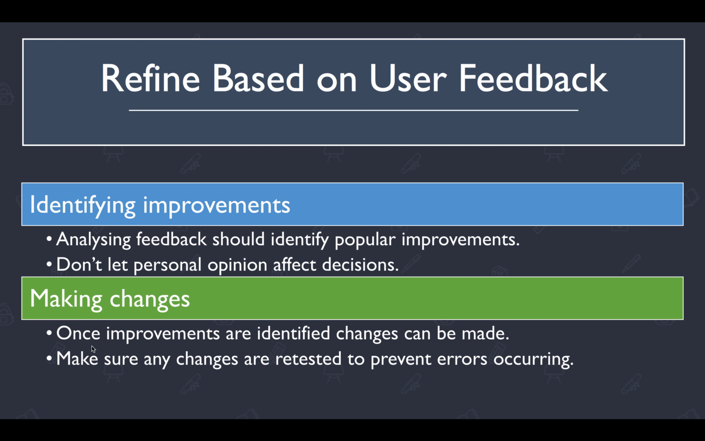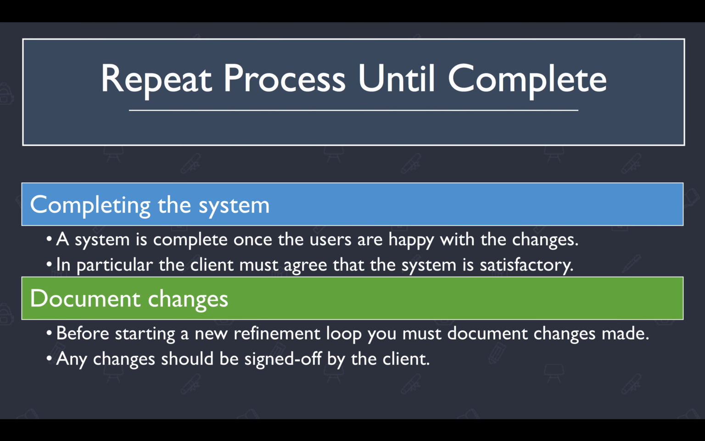Okay. Once you've identified the improvements that need to be made, you need to make sure that you're retesting it to prevent further errors occurring. So when you make any changes, send it back to the other person and get them to test it again to see if it works. Okay. You need to repeat that process until you're complete. Please don't think that this work is complete until you've tested it all on a specific person. All right. It's really important.